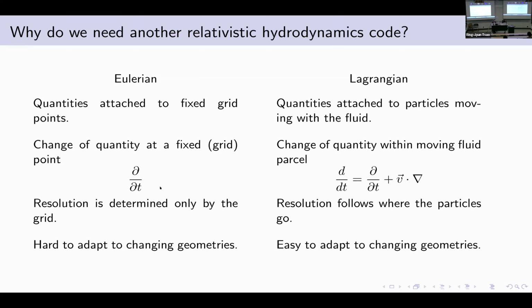For an Eulerian code, the resolution you have is completely determined by your grid spacing, whereas for a Lagrangian code, the resolution follows where the particle goes. So when particles go together, you just have higher resolution, which is essentially what you want. And one point is that with Eulerian methods, it's kind of hard to adapt to changing geometries, whereas this comes naturally in Lagrangian approaches.